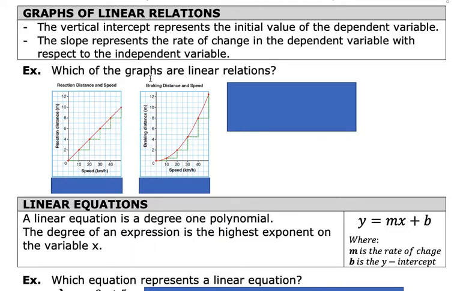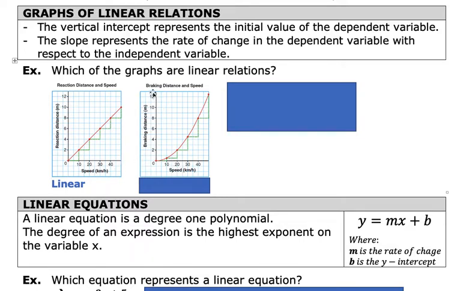Which of the graphs are linear relations? And by inspection, can you tell me which of these is linear? And these are all constant. That's a visual representation of an equal rise over run for each of these intervals. And we could take any two instances, and when we divide the rise over run, the ratio would be equal.